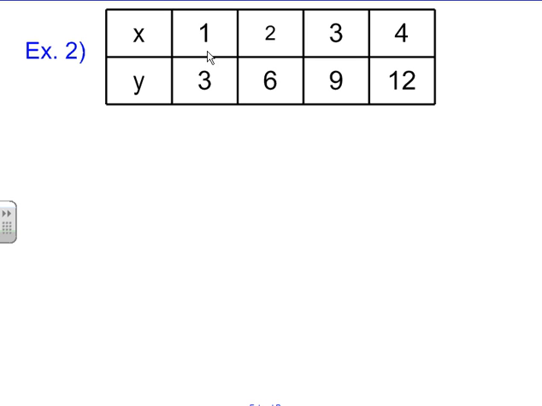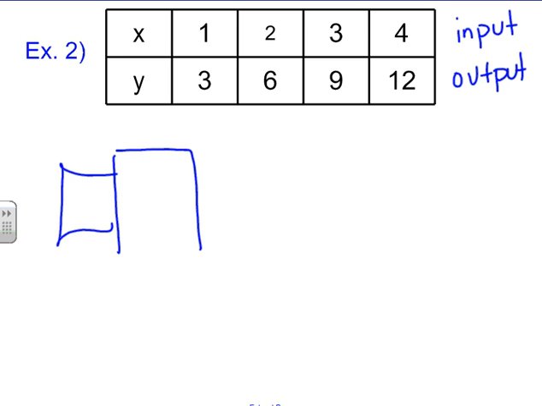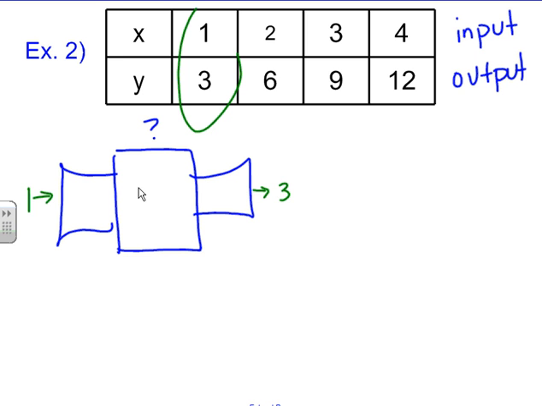And so I have the numbers 1, 2, 3, and 4, and those are my inputs. And my outputs are 3, 6, 9, and 12. And again, I'm going to use this idea of the function box or function machine, however you want to talk about it, to relate what is going on. So we're going to take these first numbers, 1 and 3. I'm going to put 1 into the function machine, and out's going to pop a 3. Well, since it seems to be getting larger, I know that I'm either adding or multiplying. At least one of those two things is starting to happen.